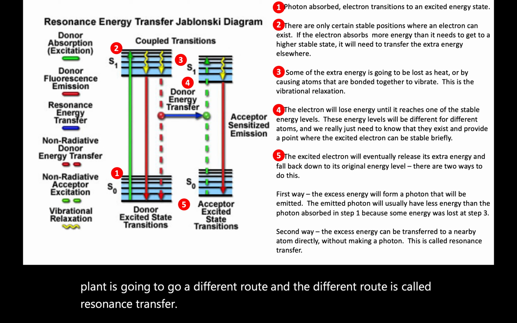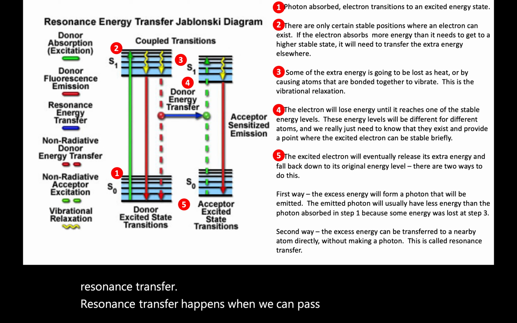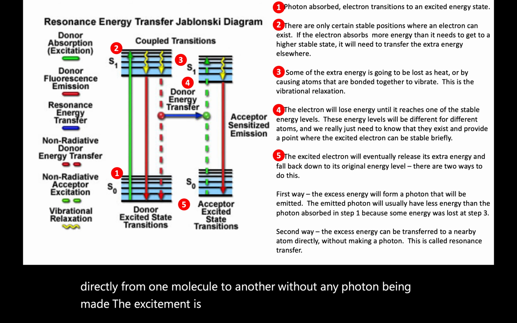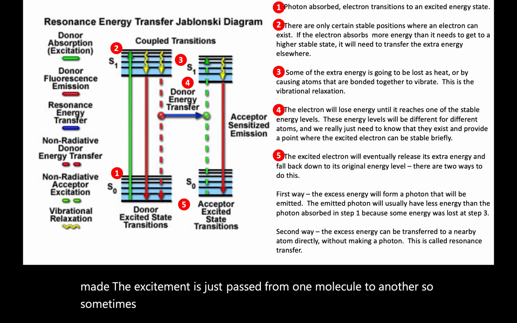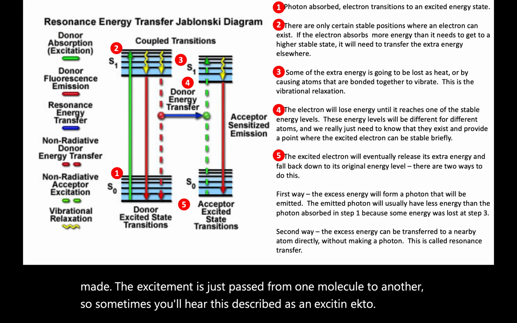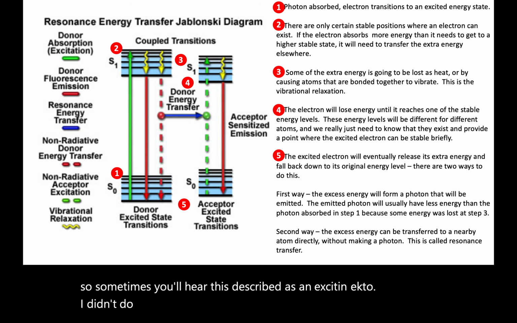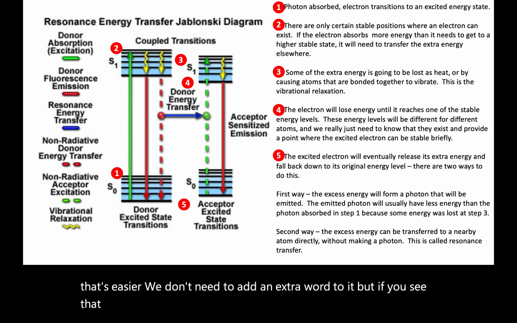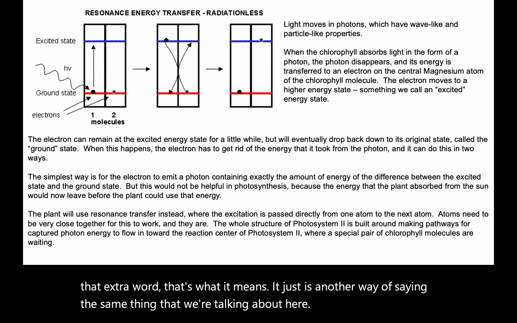Resonance transfer happens when we can pass an excitation state directly from one molecule to another without any photon being made. The excitement is just passed from one molecule to another. So sometimes you'll hear this described as an exciton, E-X-C-I-T-O-N, transfer. Well, that didn't do very well with the subtitles, but exciton. But we'll just call it resonance transfer. I think that's easier. We don't need to add an extra word to it, but if you see that extra word, that's what it means. It's just another way of saying the same thing that we're talking about here. All right, so let's look at that.